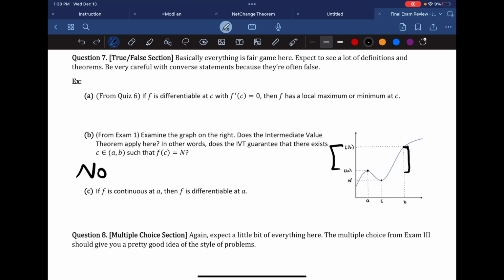So then C is going to be false, and this one's not too bad actually, because remember, in order to be differentiable, you must be continuous. So if this said if f is differentiable at A, then f is continuous at A. So if these were swapped, then it would be true. But they're not swapped, so it's false. It's kind of like a rectangle and a square thing. Just because it's continuous doesn't mean it's differentiable, and your counterexample for this would be like a cusp or a corner, where you have a function that is continuous but not differentiable.